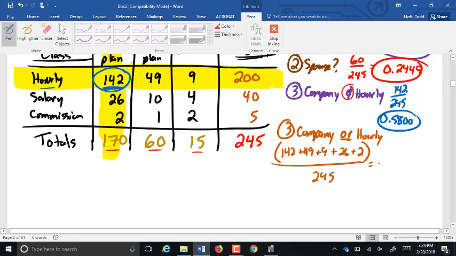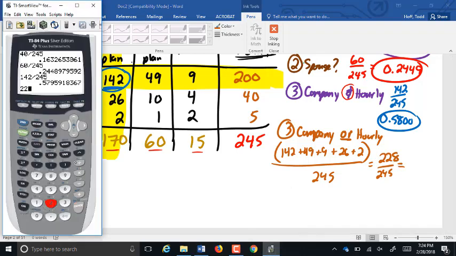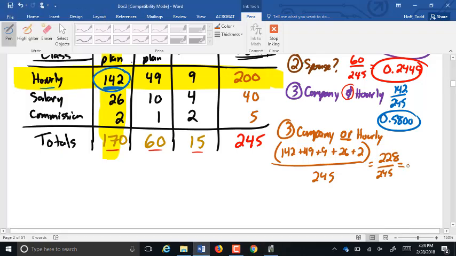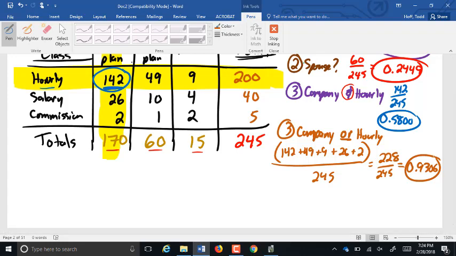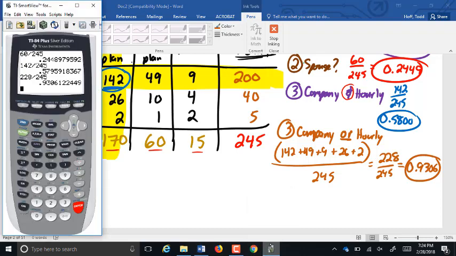Well, if we look at that, what is that going to give us? Was it 228 out of 245, I believe? 0.9306. Oh, I might have screwed up my adding there. Let's see. No, it's 228 over 245. Let's see if I punched it right. Try it again, see if you come up with my number. Okay, 0.9306. Okay.